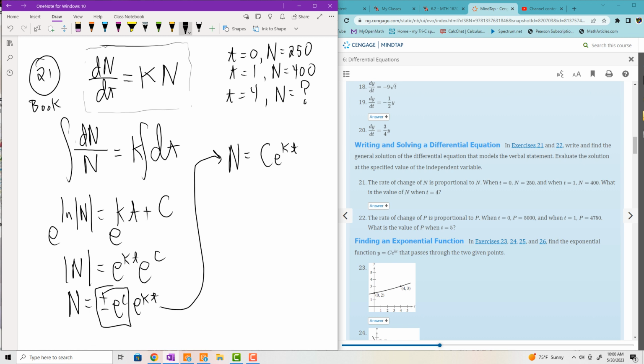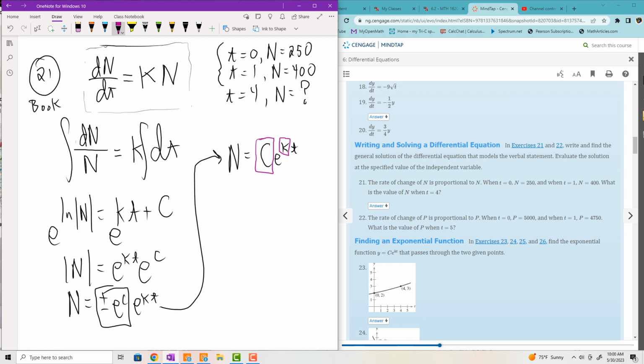So this equation has 1, 2, 3, 4 variables. Right? And so what we're going to have to do is use these initial conditions in order to solve for the required variables in order to get to the final answer. So instead of x's and y's, we have n's and t's, and so the true unknowns are the c and the k. That's kind of what we want to figure out.